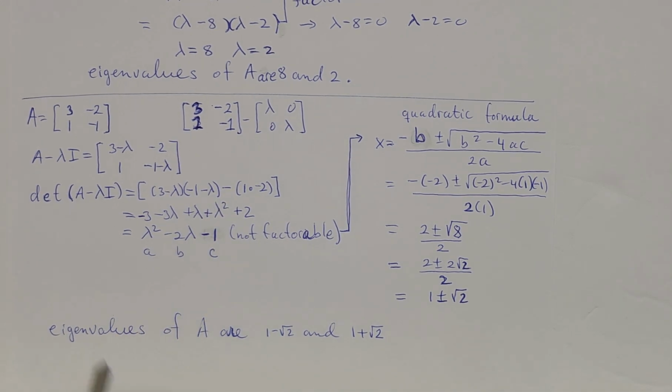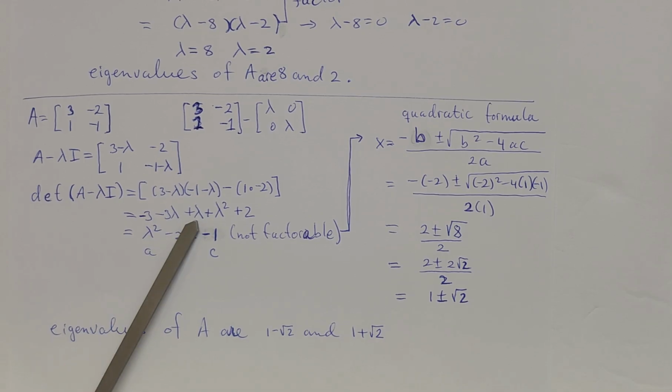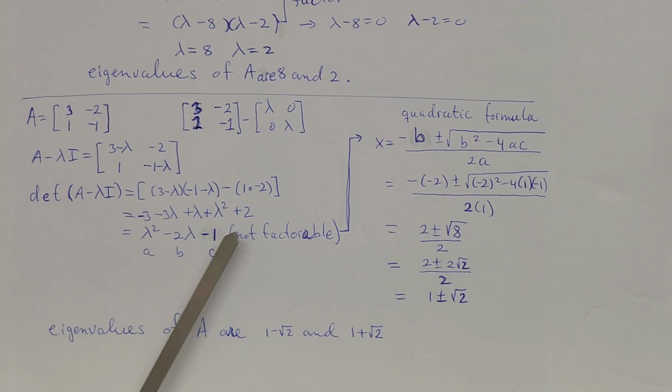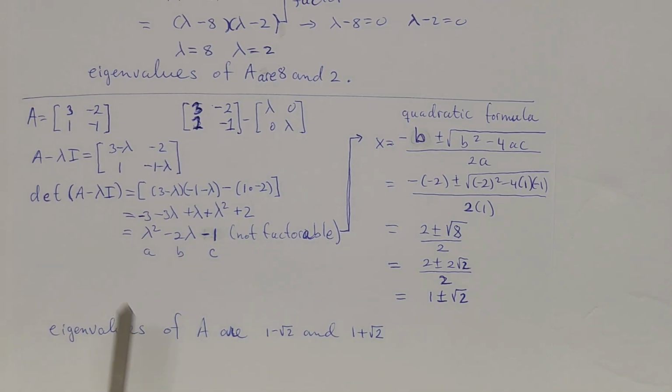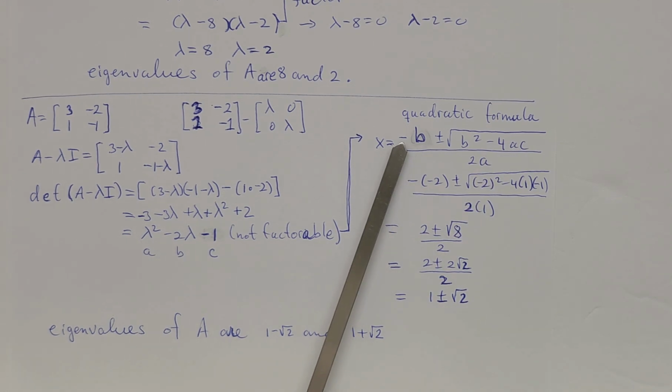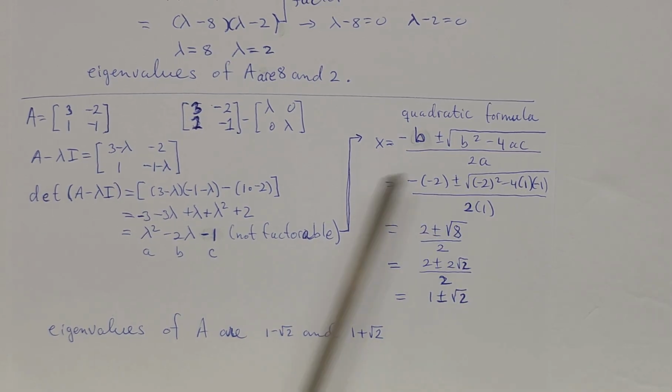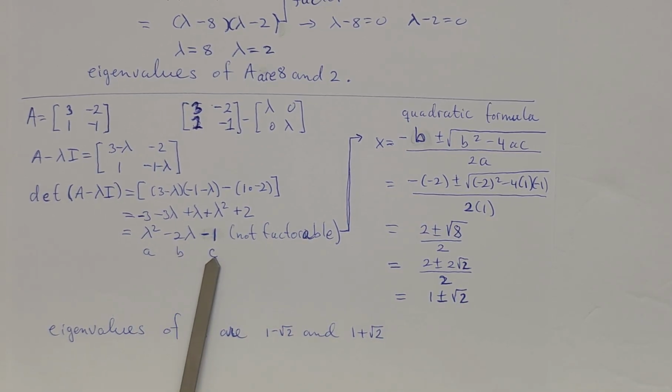Now rewrite it in descending order from the highest power down. So lambda squared minus 3 lambda plus 1 lambda, so negative 2 lambda, and negative 3 plus 2 gives me negative 1. However, this is not factorable, so we need to use the quadratic formula. If you remember the quadratic formula, minus b plus or minus the square root of b squared minus 4ac, all over 2a. This is your a, this is your b, this is your c.